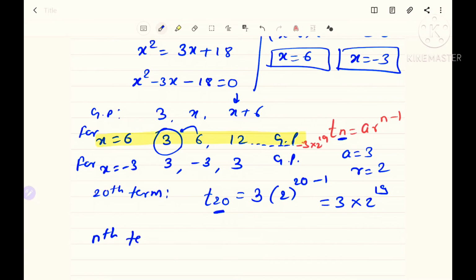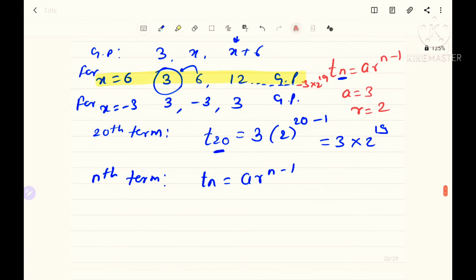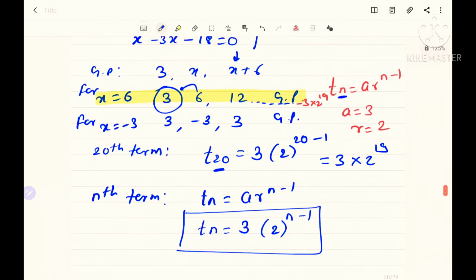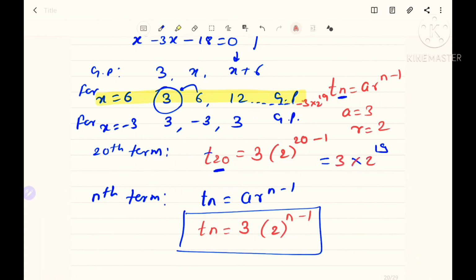Now let's try to find the nth term of such a sequence. The formula for Tn is a r raised to n minus 1. Please use this value of a and value of r and substitute here in this formula. So Tn, the a value is 3, r value is 2 raised to n minus 1. And this is nothing but the nth term of that geometric progression. So here we got the nth term, and here we got the 20th term of that geometric progression.